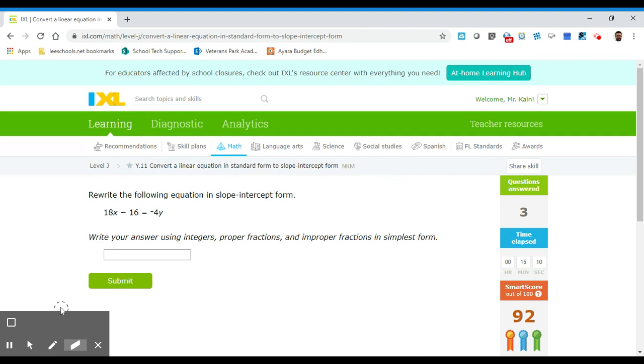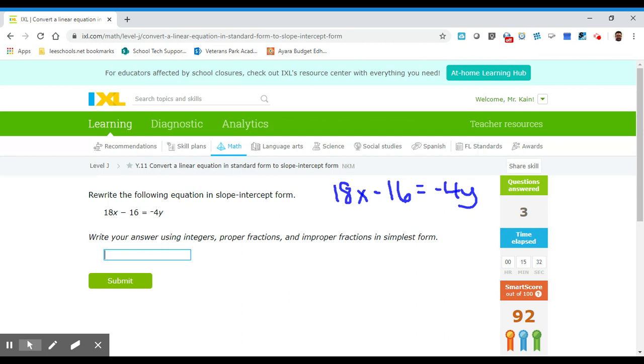And let's do one more because these are a little different. Start by writing your problem down. We have 18x minus 16 equals negative 4y. As I mentioned a little while ago, you need it to say y equals mx plus b. We call that slope-intercept form. So what is wrong? We have the y way over here, and we want it on the left. I suppose we could keep it over there, but let's just do what we're used to doing.